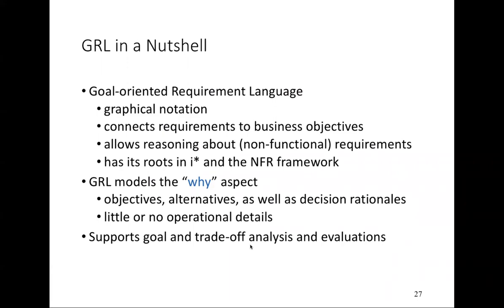GRL is rather a new addition to this growing list of techniques, and it also builds on the well-established non-functional requirement framework and even the agent-oriented i-star notation. Keep in mind that the only difference between the GRL and i-star is that i-star is used to model agents, while the GRL is used to model goals. GRL is a graphical notation for goals, connects requirements to business objectives, and allows reasoning about the non-functional requirements. As I said before, it has roots in i-star and the non-functional requirement framework.